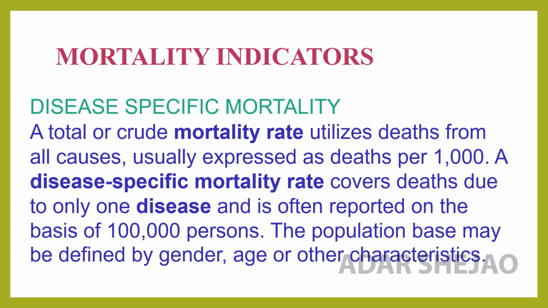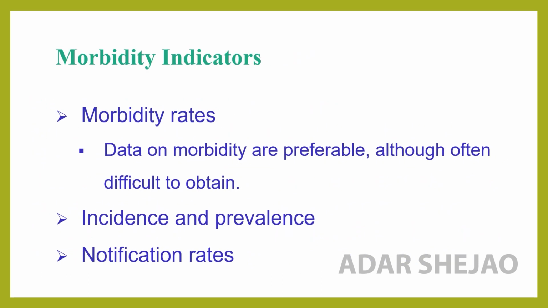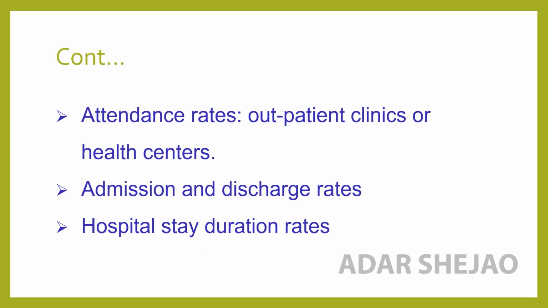A disease-specific mortality rate covers deaths due to only one disease and is often reported on the basis of 100,000 persons. The population base may be defined by gender, age, or other characteristics. Morbidity indicators. Morbidity rates. Data on morbidity are preferable, although often difficult to obtain. Incidence and prevalence. Notification rates. Attendance rates, outpatient clinics or health centers. Admission and discharge rates. Hospital stay duration rates.